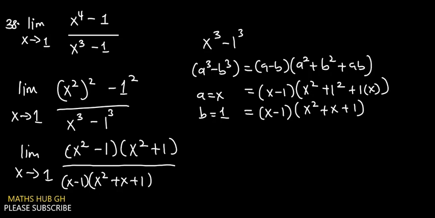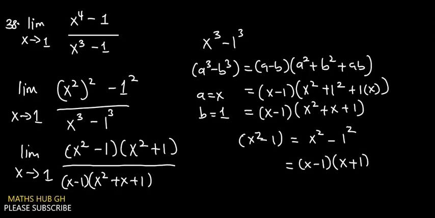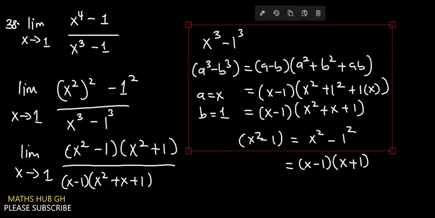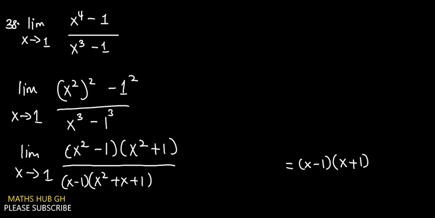Let's look at something here. For the numerator, we have x squared minus 1 there. I can write the x squared minus 1 as x squared minus 1 squared, and then this would be equal to x minus 1 multiplying x plus 1. So now instead of x squared minus 1, I'm going to write x minus 1 multiplying x plus 1 there. So let me clean this and then let's continue.